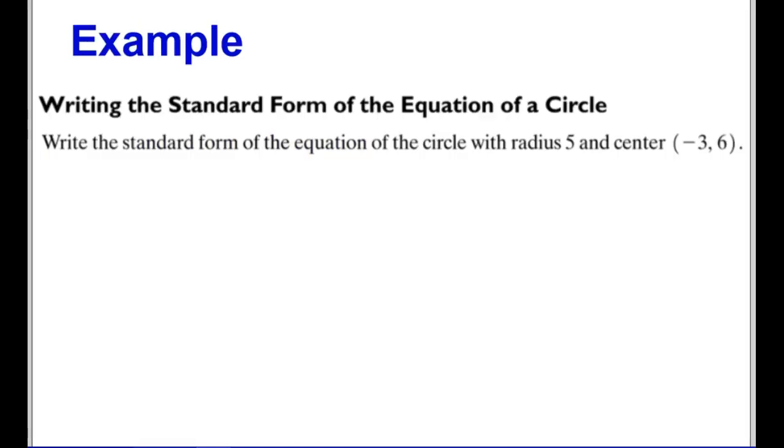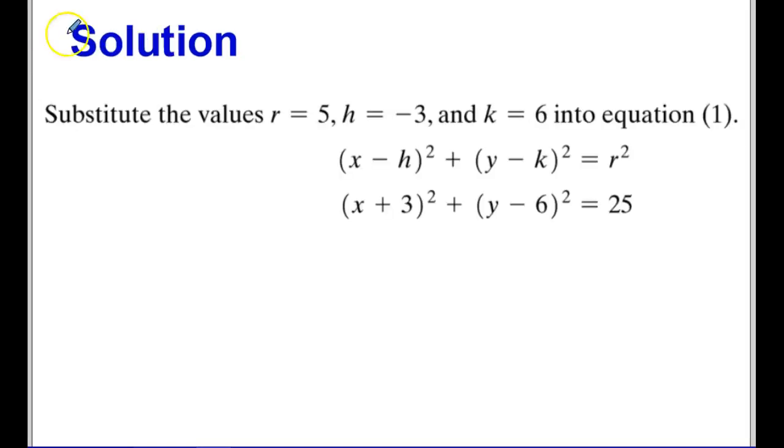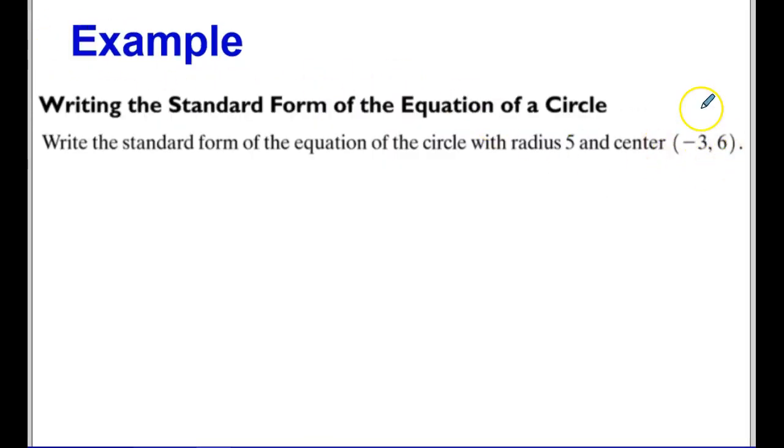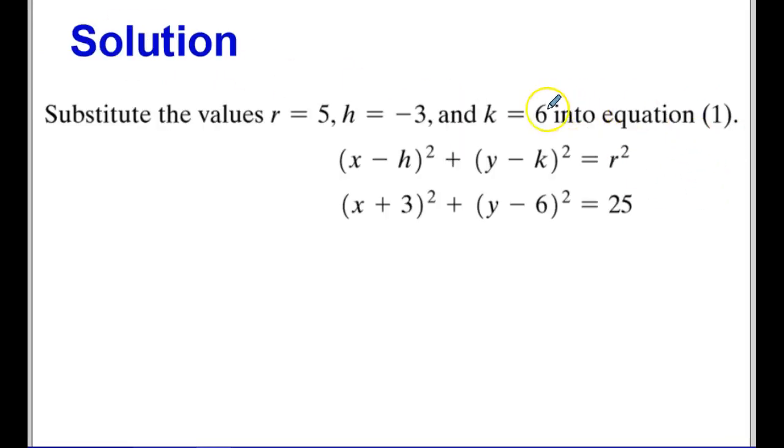So here's our example. We're asked to write the standard form of the equation of the circle with a radius of 5 and my center at -3, 6. In order to do that, I found my radius was 5, my h was -3, and my k was 6, because my center here is -3, 6. Now that I have those, I just plug those into my equation, my h and my k and my r, and then I simplify. When I have x minus a -3, that becomes x plus 3, y minus 6, and I square that radius. So I have (x plus 3) squared plus (y minus 6) squared equals 25.